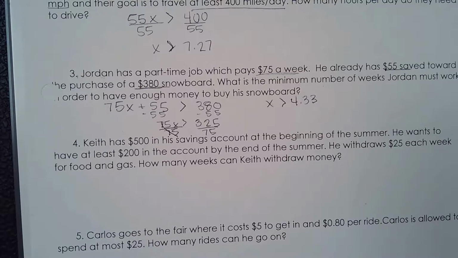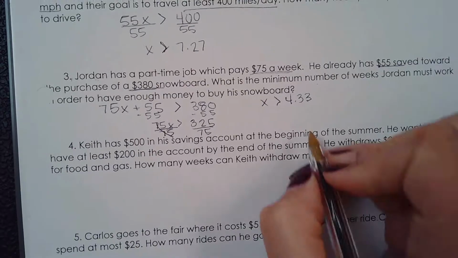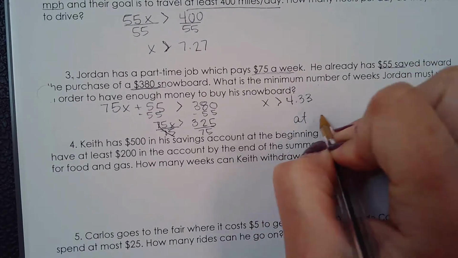More money, right? And we always say we want more if we can have it because they're going to charge you tax. Maybe you decide you also want a helmet or other snowboarding things. I don't know what you do for that. I don't snowboard. So you've got to work at least 5 weeks.